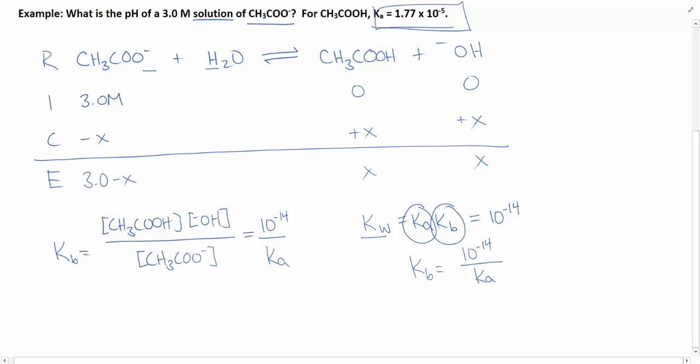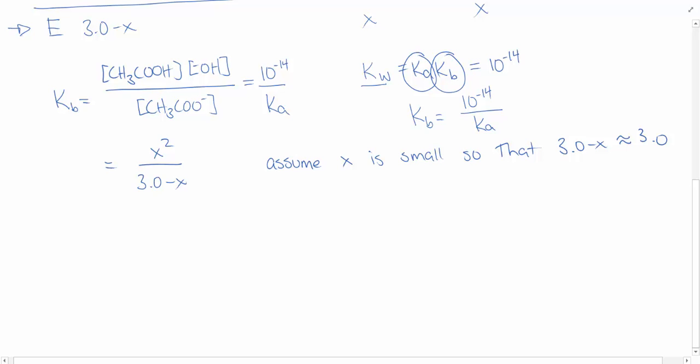Now we can fill in the values from the equilibrium row in our RICE table. So this is simply equal to x squared over 3.0 minus x, and we assume that x is small, so that 3.0 minus x is approximately equal to 3.0. This greatly simplifies our math. So this is still equal to 10 to the negative 14 over our Ka. So this is now x squared over 3 is equal to 10 to the negative 14 over Ka.